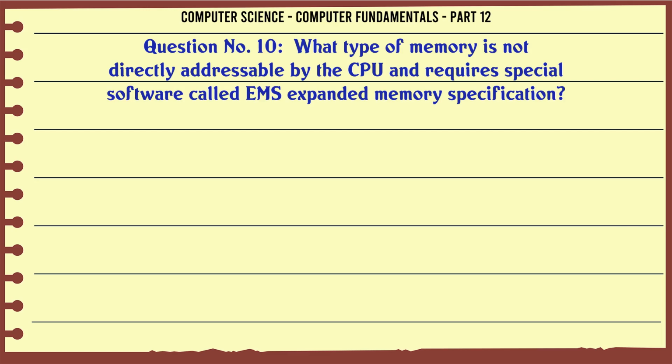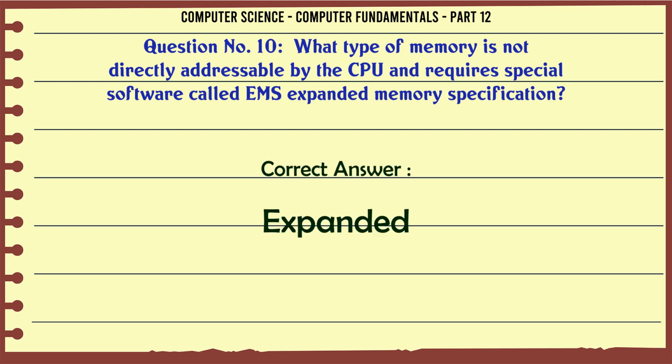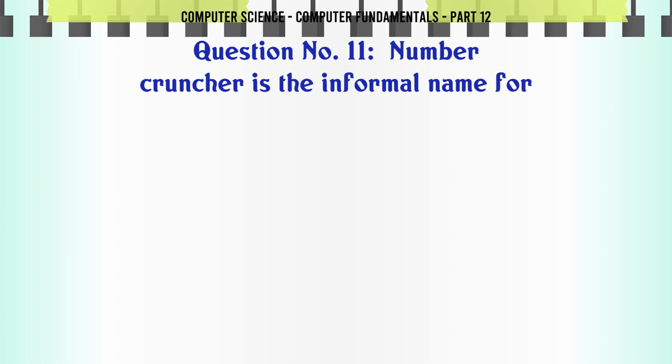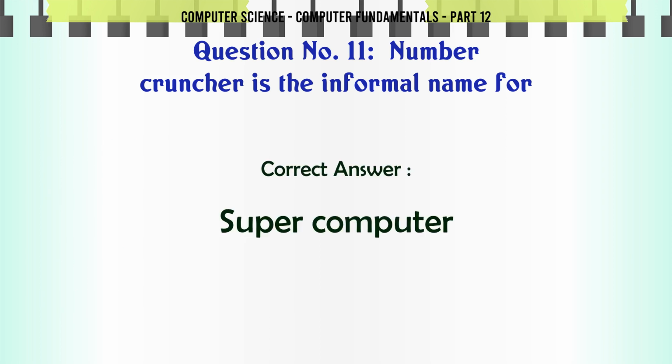What type of memory is not directly addressable by the CPU and requires special software called EMS expanded memory specification? A. Extended. B. Expanded. C. Base. D. Conventional. The correct answer is expanded. Number cruncher is the informal name for A. Minicomputer. B. Supercomputer. C. Microcomputer. D. Mainframe computer. The correct answer is supercomputer.